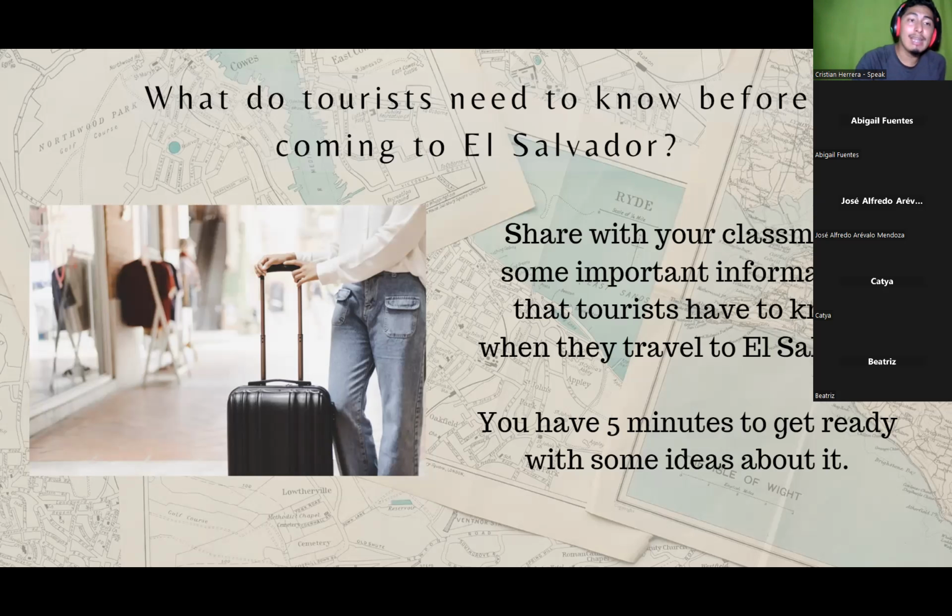Remember, using the modal verbs. Right now, do you have any question about this activity? No, no, teacher, thank you. No questions. Very good. Okay, guys, I would like to start this activity.